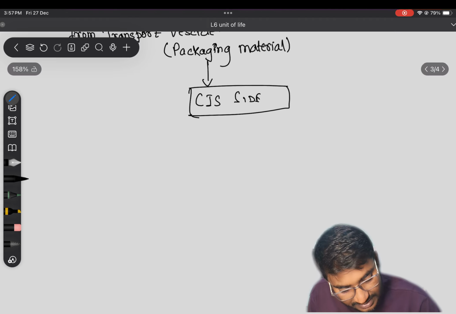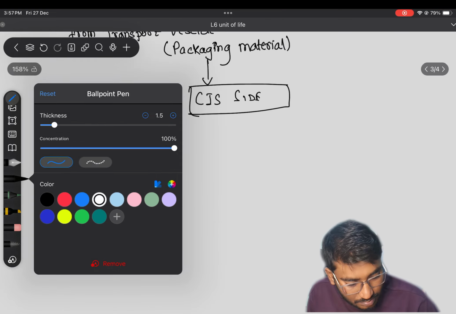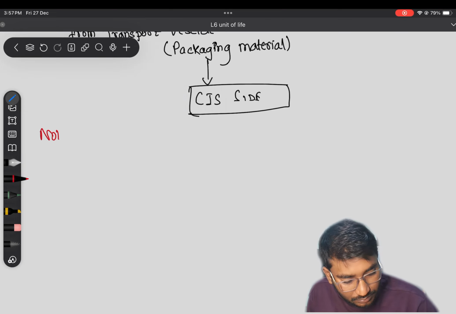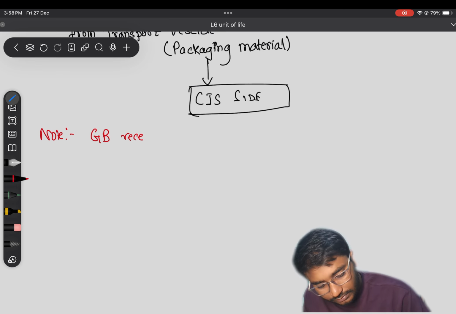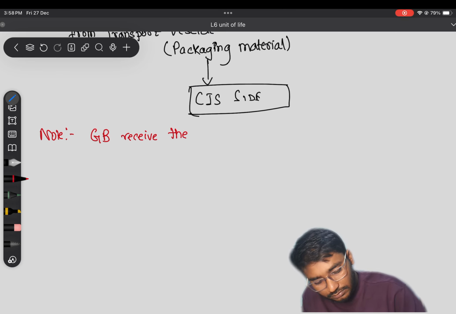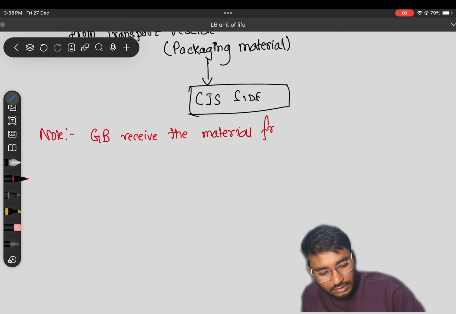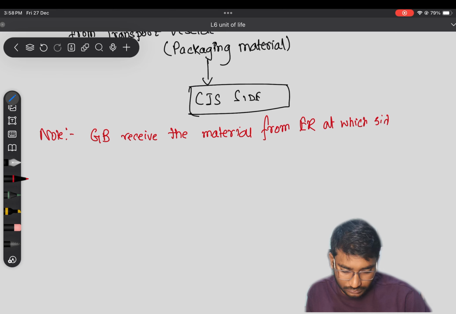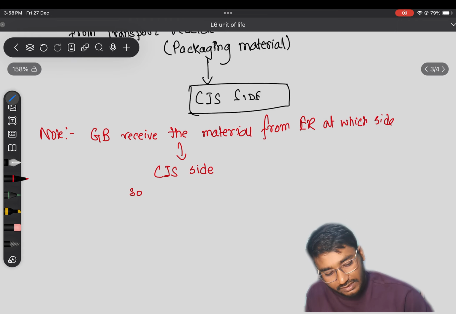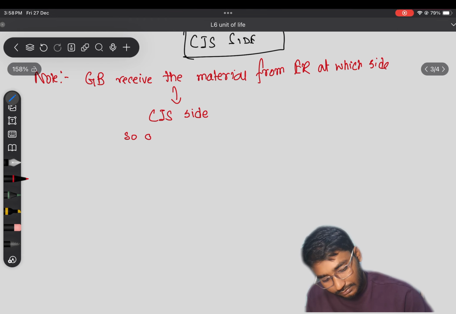Okay, now this is the cis side. Just remember, this is the cis side. Note, here give a note. Golgi body receives the material from the endoplasmic reticulum, at which side? If this question comes, this is the cis side.